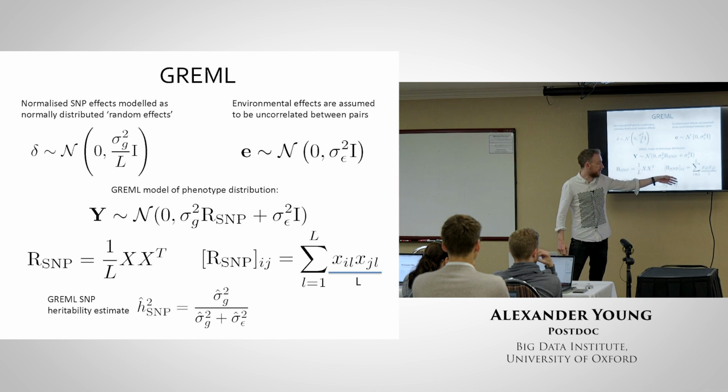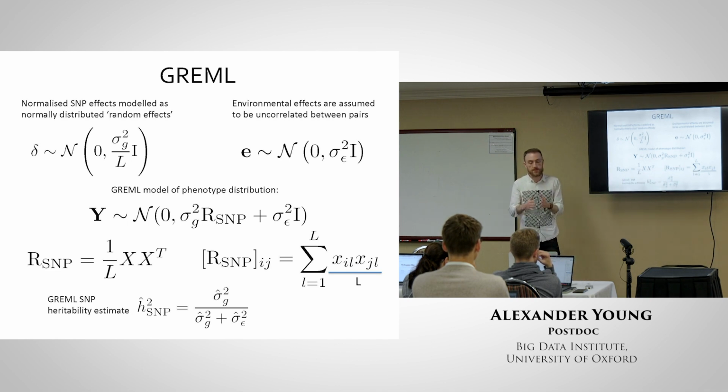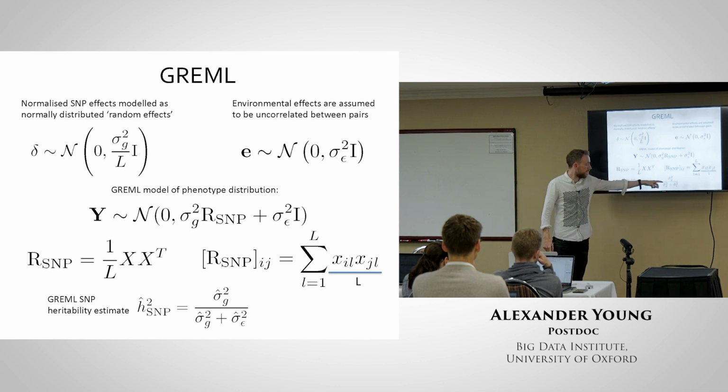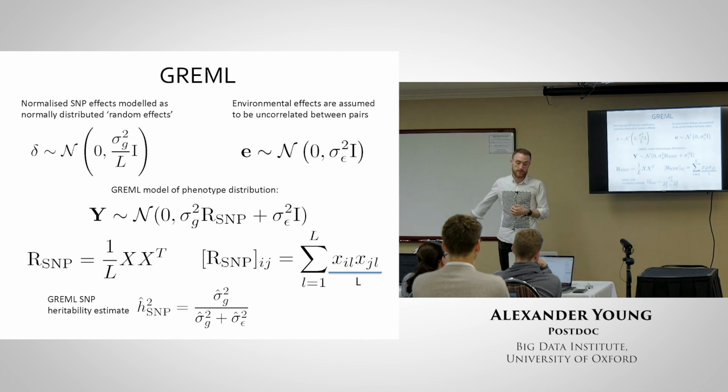The SNP relatedness can simply be thought of as the average correlation between a pair of individuals' SNPs across the genotyping array, or whatever information you put into it. And then the GRAMMAR SNP heritability estimate is just the ratio between the estimate of this genetic variance parameter and the sum of the genetic variance and the residual environmental variance parameter. So that's the fraction of variance you could hope to explain by a regression on all of the SNPs genome-wide if you had an infinite sample size.